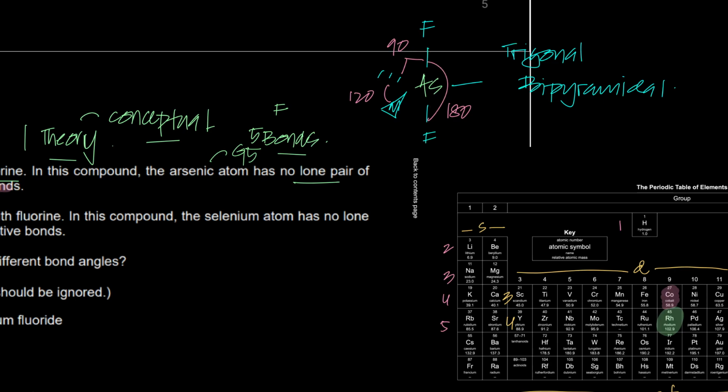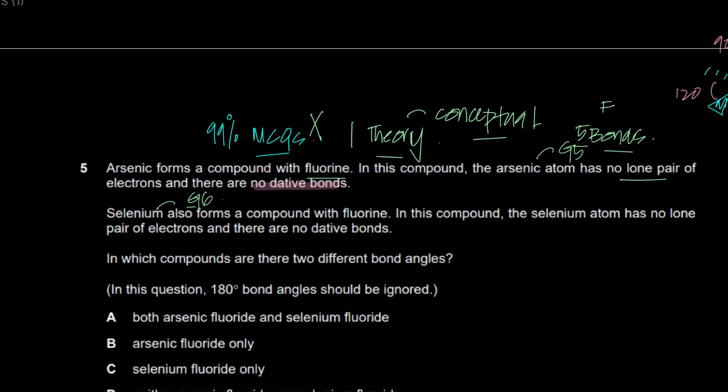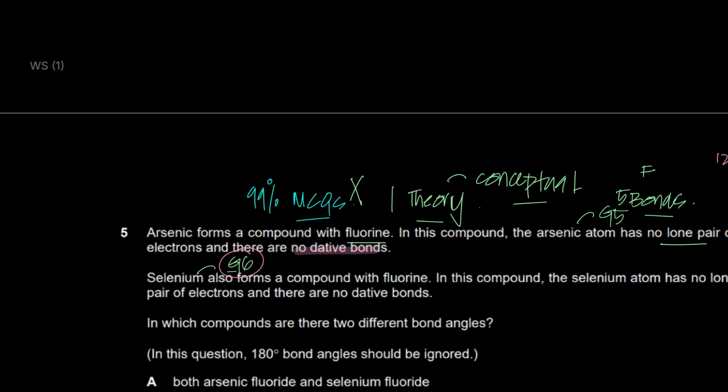is 180, right? Selenium also forms a compound with fluorine. Now selenium is in group 6. It has 6 electrons in its outermost shell. He's saying in this compound, selenium atom has no lone pair of electrons and no dative bond. Again, if it has no lone pairs and no dative bonds, what does that mean? That means it has bonded to 6 Fs.